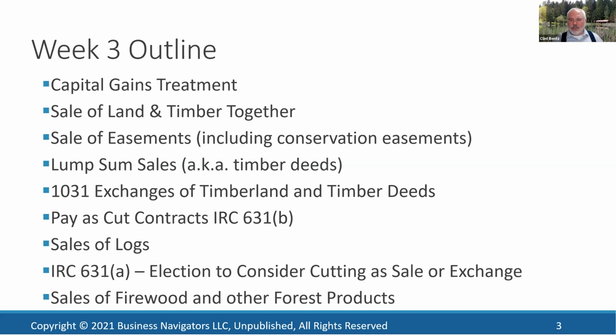Pay as cut contracts, which are Section 631(b). Then we'll talk about sale of logs, because that's what most of us do. Small woodland owners, we mostly sell logs. We don't just sell lump sum sales. And then we'll talk in particular about Section 631(a), which is the election to consider cutting as a sale or exchange. And that's the code section that we use to get capital gain treatment when we sell logs. And we'll finish up talking about sales of firewood and other forest products.